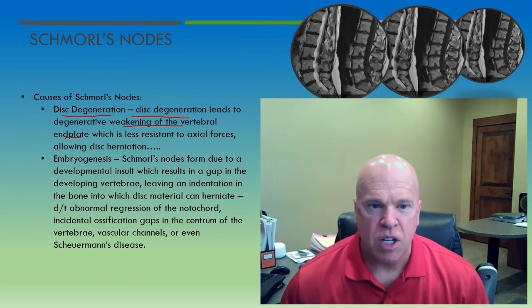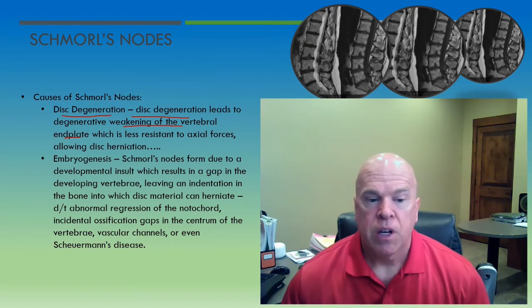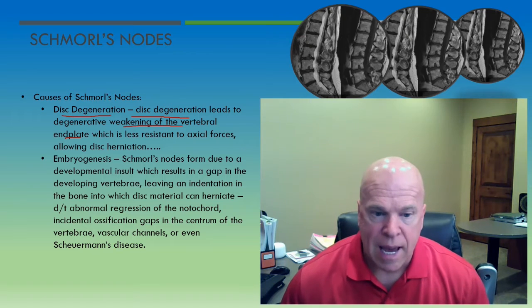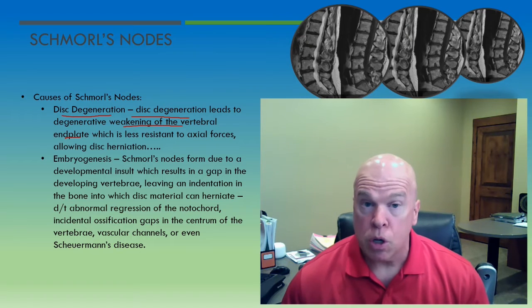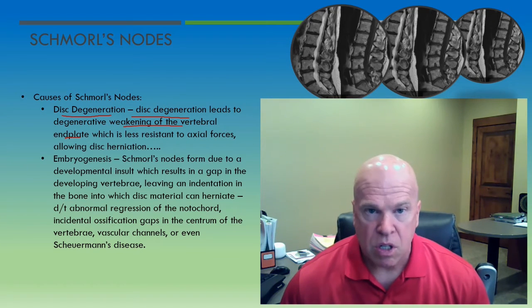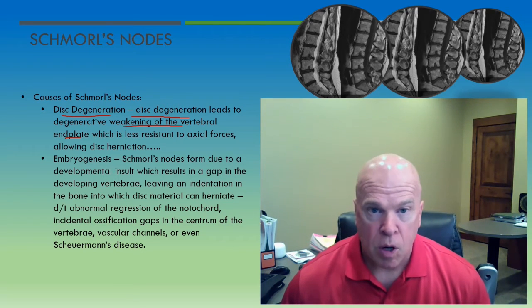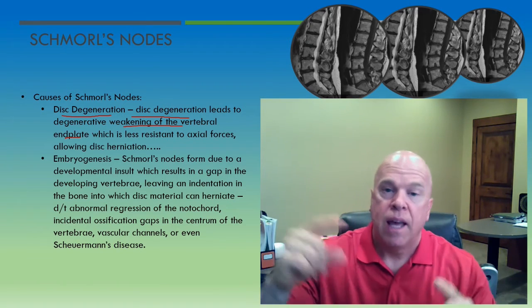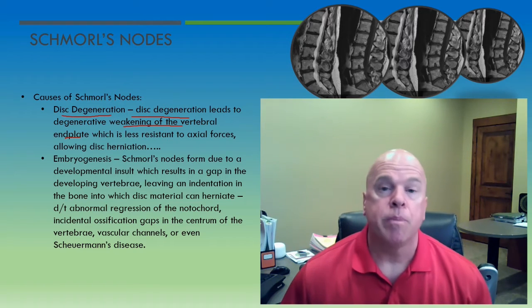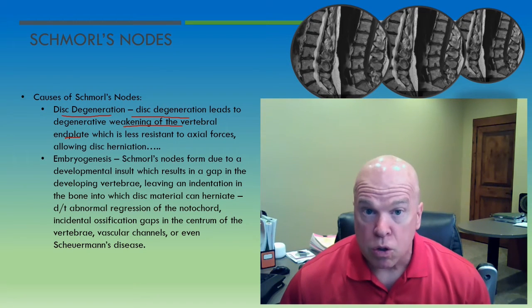This leaves an indentation in the bone into which disc material can herniate due to either abnormal regression of the notochord, due to incidental ossification gaps in the centrum of the vertebrae, due to vascular channels, or even due to Scheuermann's disease. And remember, Scheuermann's disease is a genetic disorder that results in a developmental deformity of the vertebrae, where the vertebrae become wedge-shaped, thinner anteriorly, thicker posteriorly, and this can lead also to a weakening of the vertebral end plates and lead to the development of Schmorl's nodes.